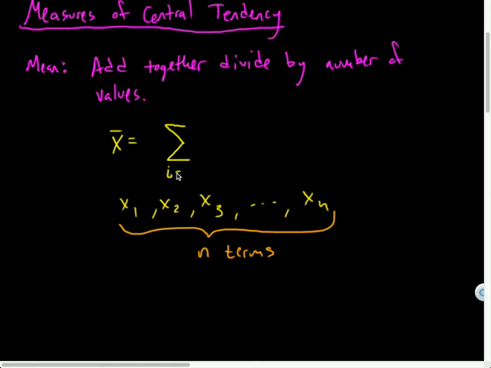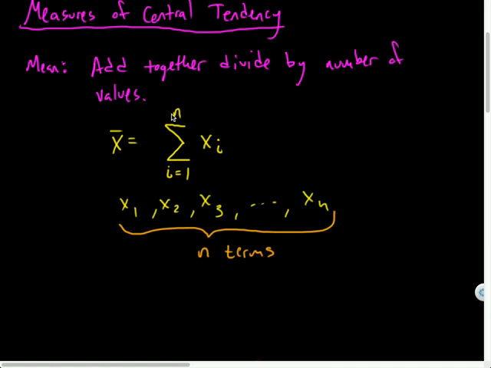We're going to add from i equals 1 to n, each term x sub i. And that's not i as in the imaginary number i, but just i as in that particular element. So if I'm referring to when i is 3, I'd be referring to the third term in this list. When i is n, I'd be referring to the nth term of this list.